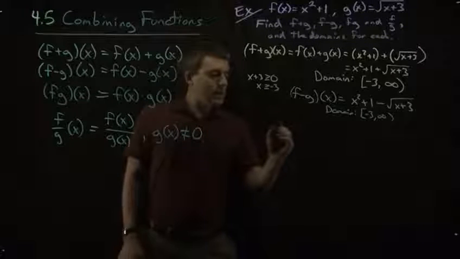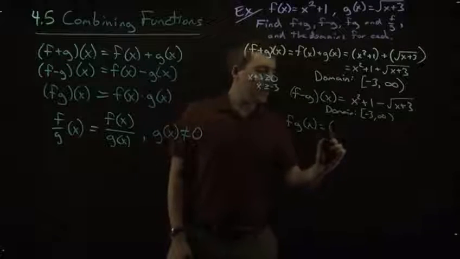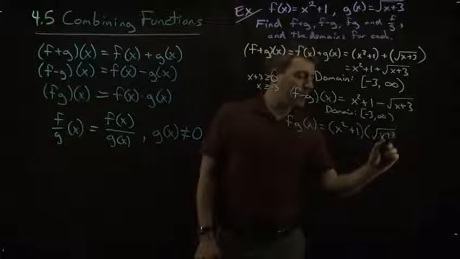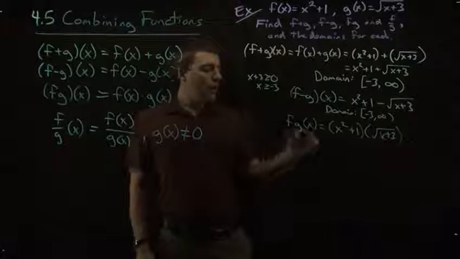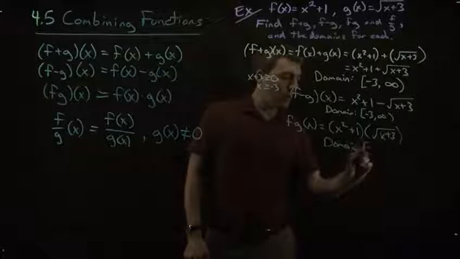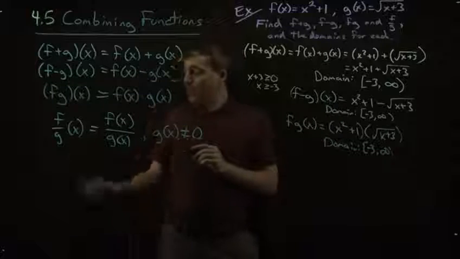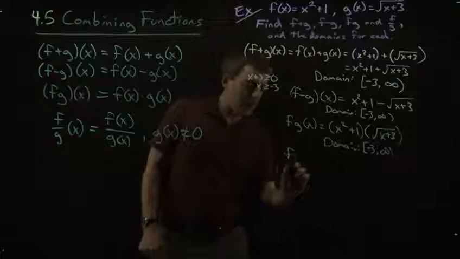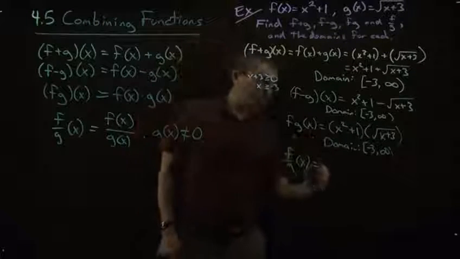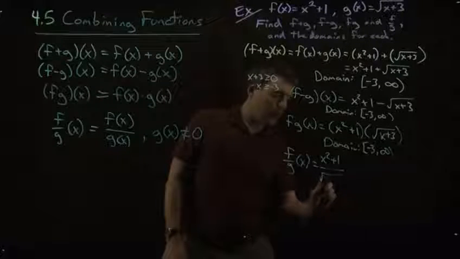All right. Let's look at the product. So f times g of x, that's going to be x squared plus 1 times the square root of x plus 3. And here again, the domain is negative 3 to infinity. All right, last step is division. So we have f of x over g of x. That's going to be x squared plus 1 divided by the square root of x plus 3.